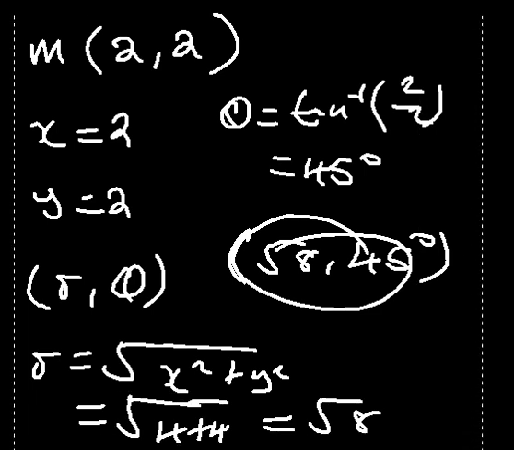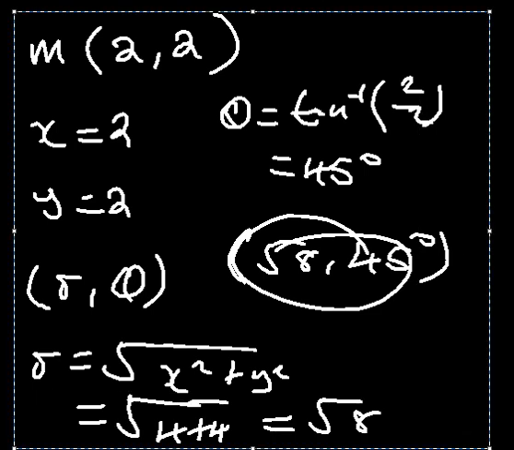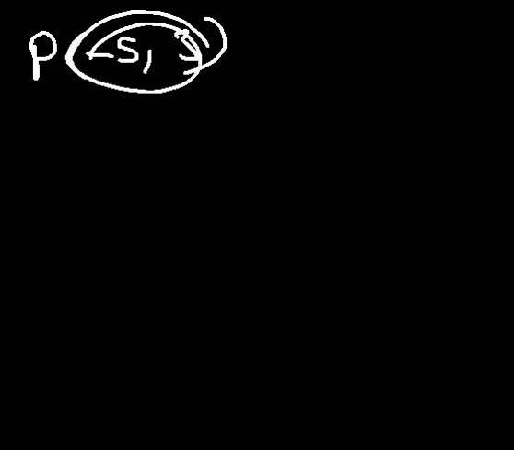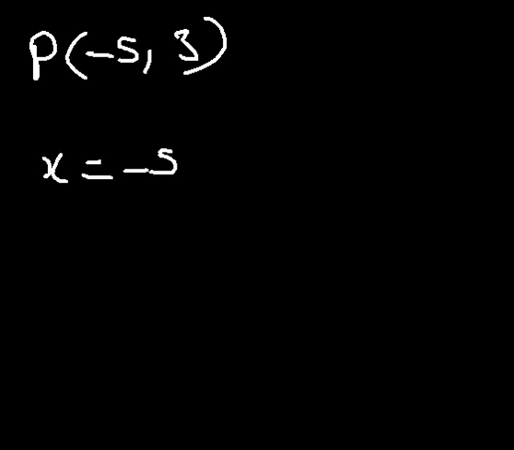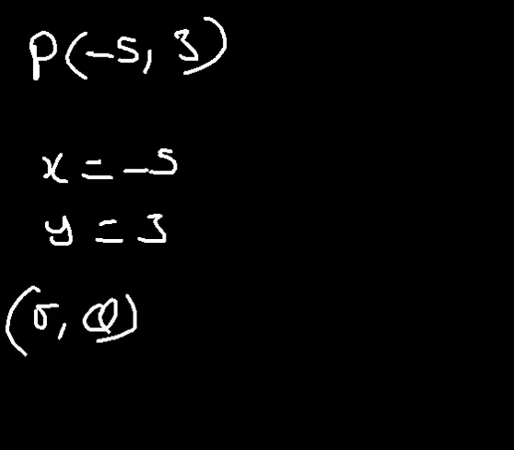And what if we have, let's say, a point P in a rectangular coordinate system given as, let's say, -5, 3. What is this in the polar coordinate system? So we have x being given as -5, and y being given as 3. So now we'll have it as r, theta. That is a polar coordinate system.